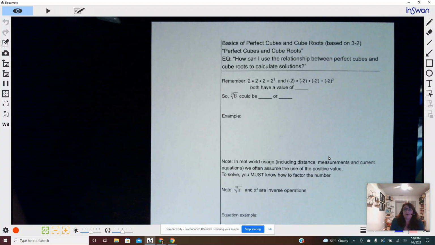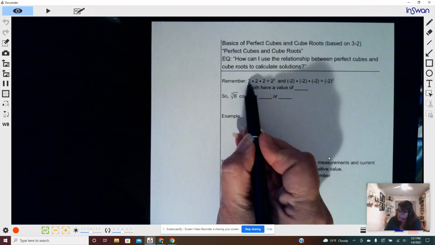Quick lesson on perfect cubes and cube roots. Now, this is incredibly similar to square roots and perfect squares, with the exception of negatives. So that's what I'm going to concentrate on first, and then I want to give you an overview of how this might look in a word problem.